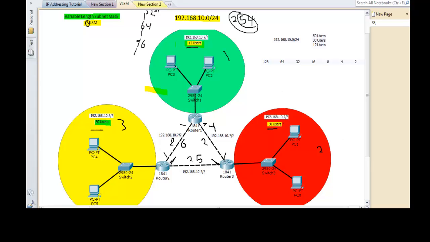Now we start with the largest, which is 50. This will be the first one. 30 will be the second largest, and the 12 users will be the third largest. And then it doesn't matter which one you do next because they all need just 2 different IPs.